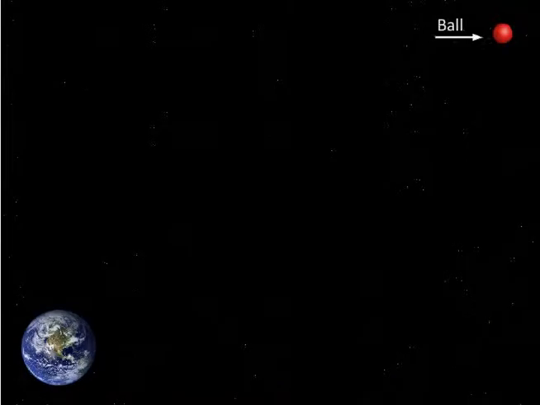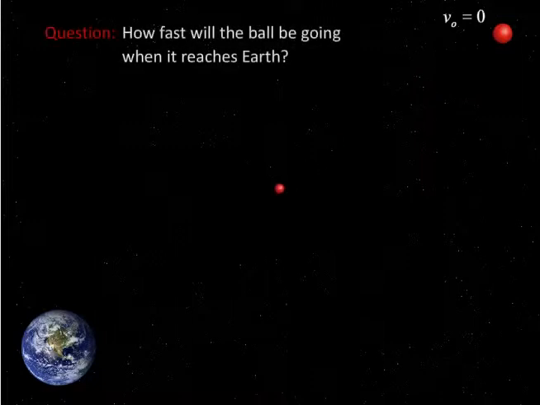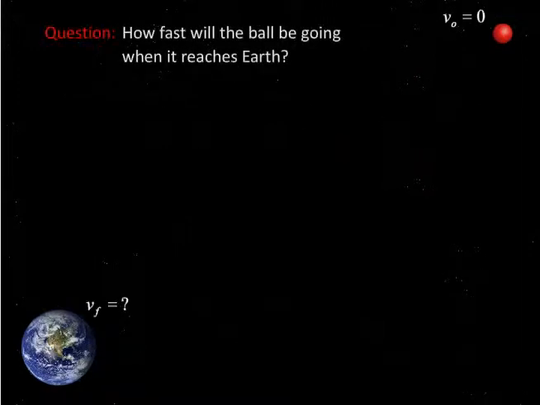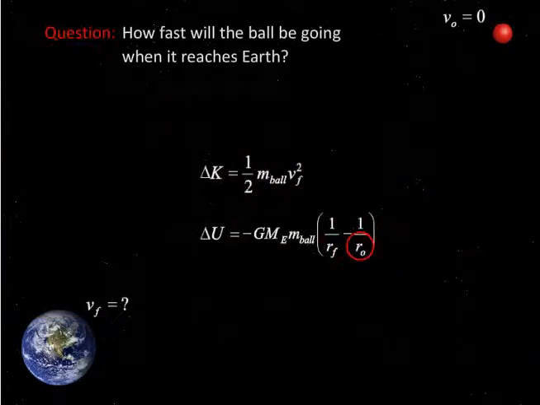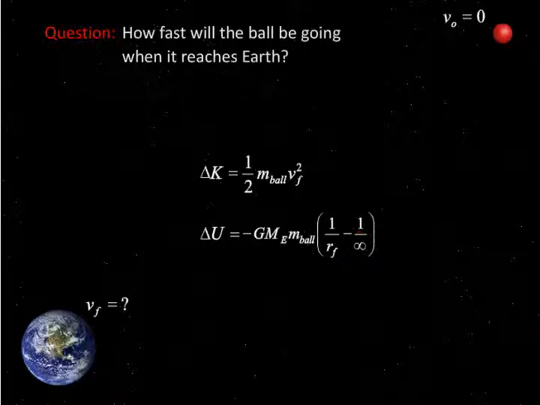Suppose we release a ball from a spot far from the Earth and want to know how fast it will be moving when it finally gets here. If the ball is released from rest and has a speed v sub f when it reaches the Earth, then the change in its kinetic energy is simply equal to 1/2 m v sub f squared. Now, the change in its potential energy can be found using the expression shown in the table. Since the initial distance is far from the Earth, we can approximate 1 over the initial distance as 0.